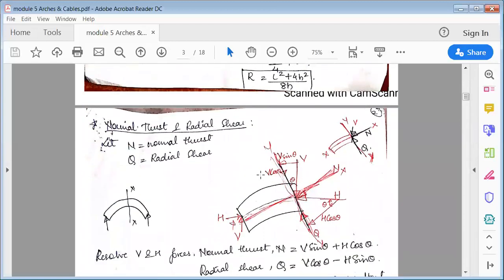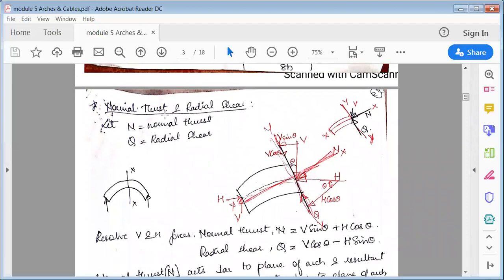Okay. Now we have two different terms here. That is, one is normal thrust and the radial shear. Now see here, normal thrust, we are using the letter N, and radial shear Q. Now let us try to understand what is this normal thrust and radial shear. You can see here.